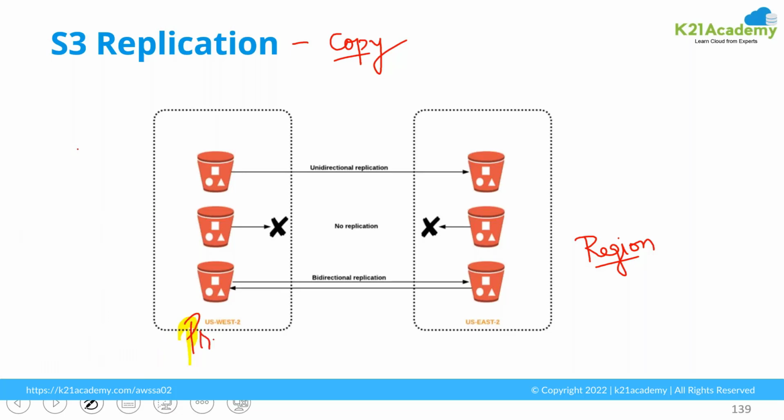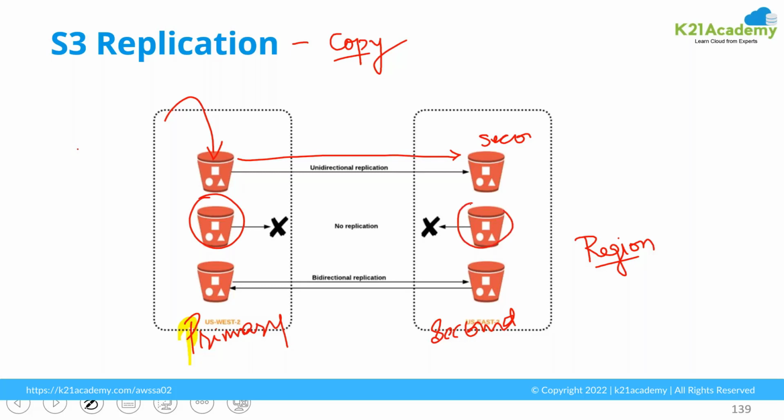So you can make a bucket as primary and can make another bucket as secondary. Whatever data you put in your primary bucket, whatever objects you create in your primary bucket, it will be automatically moved to your secondary bucket. You can have multiple types of replications. One is no replication. These two buckets are individual of each other. One is unidirectional replication. You keep the data in bucket A, it will be automatically replicated in the bucket B.